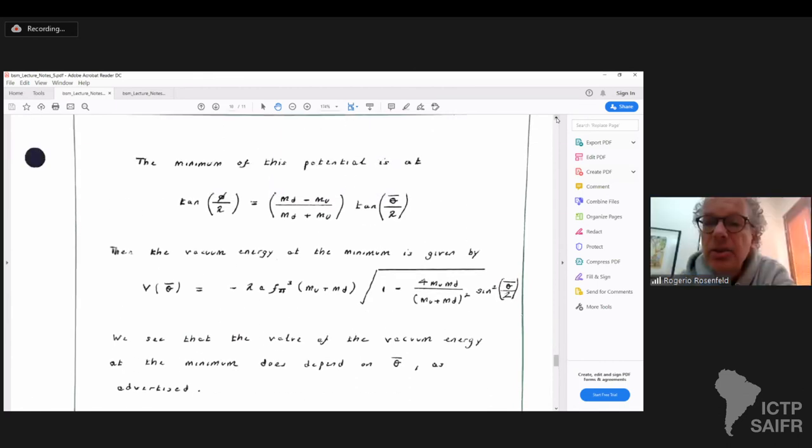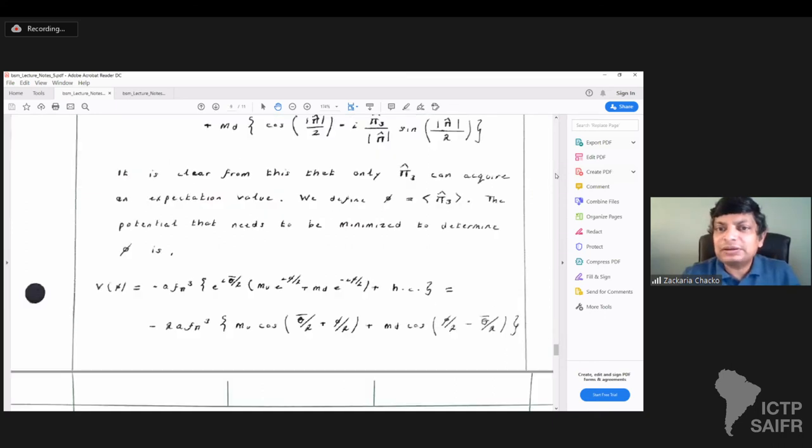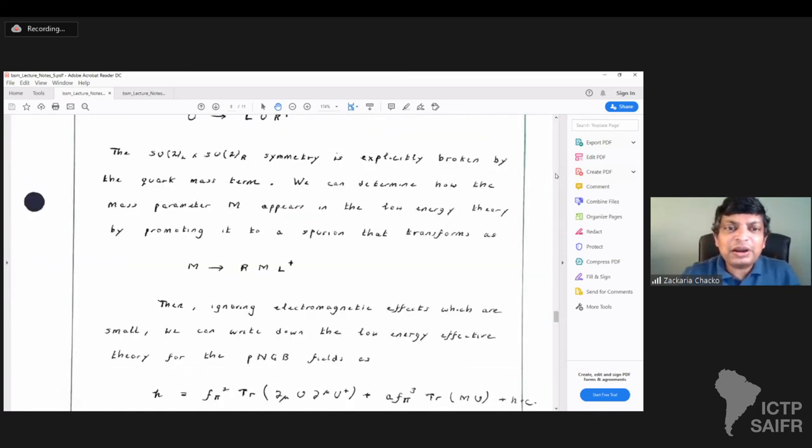Okay, so there is one. Let's see. So what is the meaning of spurious symmetry? The spurious symmetry is, it's not a real symmetry of the theory, okay? It's not a symmetry of the Lagrangian, but there's a parameter in the Lagrangian, which is M. And if M transformed in this way, okay, it would be a symmetry. And it's not a real symmetry because M has some value. Okay? M is some mu, md, it has some value, right?